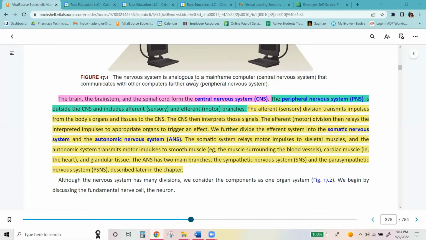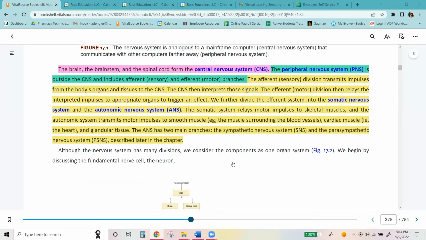We further divide the afferent system into the somatic nervous system and the autonomic nervous system, which we abbreviate as ANS. The somatic system relays motor impulses to skeletal muscles, and the autonomic system transmits motor impulses to smooth muscles, which is the muscles surrounding our blood vessels, cardiac muscles, and glandular tissue. The ANS has two main branches, the sympathetic nervous system, which we abbreviate as SNS, and the parasympathetic nervous system, which we abbreviate as PSNS, which we will talk about more later on.